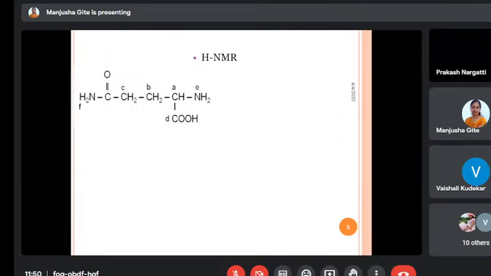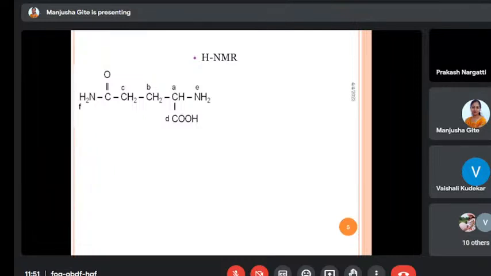In this compound, we have a C double bond O group. So that ketone's peak will come above 200. Easily we can say my compound contains C double bond O. Got it? Also see the acid group. What is the range of acid in CNMR? 180 to 200. When I get a peak in this range, I will say my compound has an acid group.